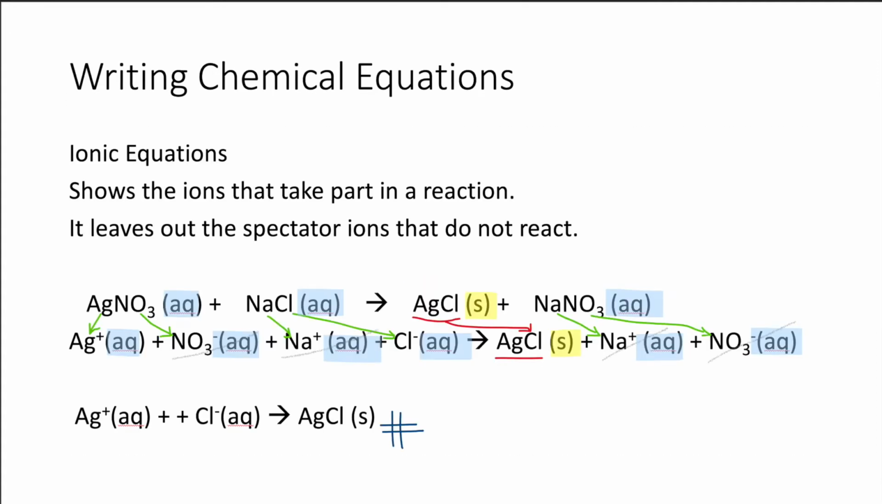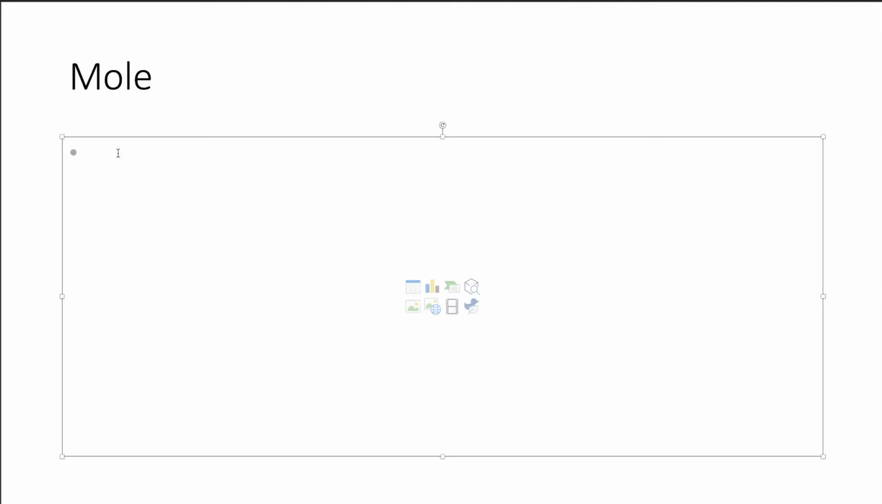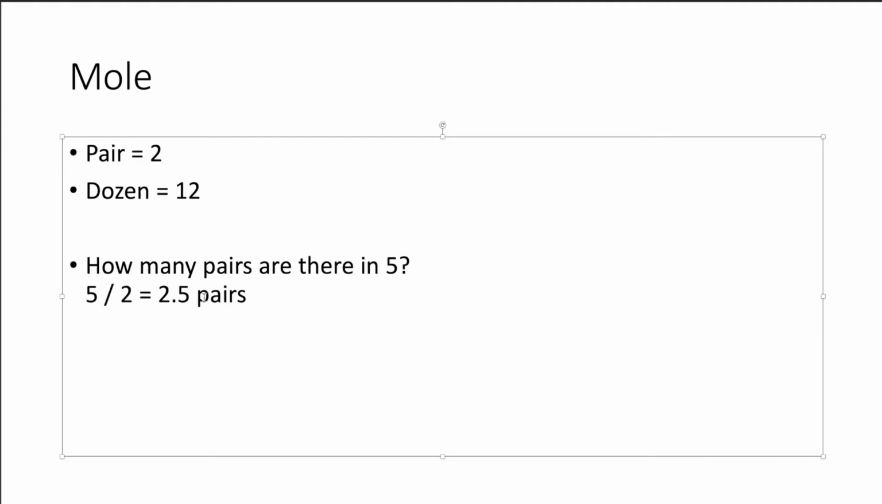Okay, next we'll go on to the mole. This is a word that probably strikes fear in a lot of chemistry students first learning this. The word mole is just a special vocabulary to represent a number. So for example, a pair represents the number 2 and the word dozen represents the number 12. Let's run through a simple exercise. How many pairs are there in 5? You take 5, divide by 2. You have 2.5 pairs, right?